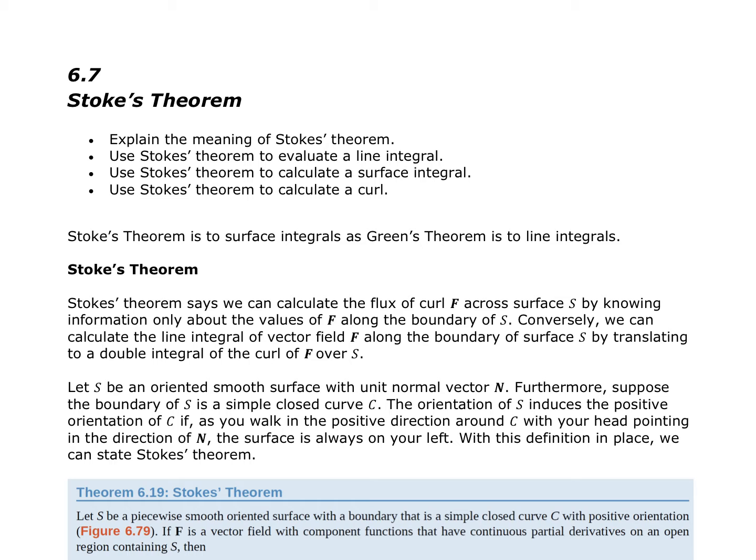Let S be an oriented smooth surface with a normal vector n. Furthermore, suppose the boundary of S is a simple closed curve C. The orientation of S induces the positive orientation of C: if you walk around the positive direction of C with your head pointing in the direction of n, the surface is always on your left. This is the definition that we need so we can use Stokes' Theorem.